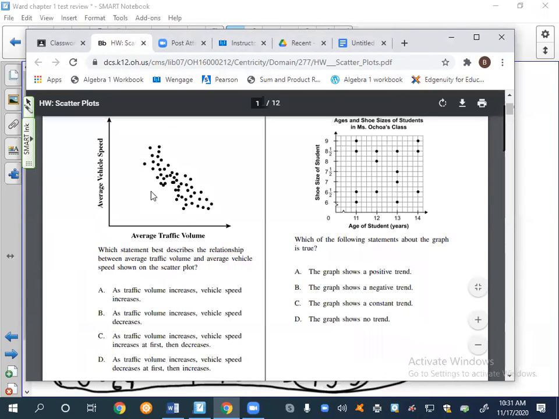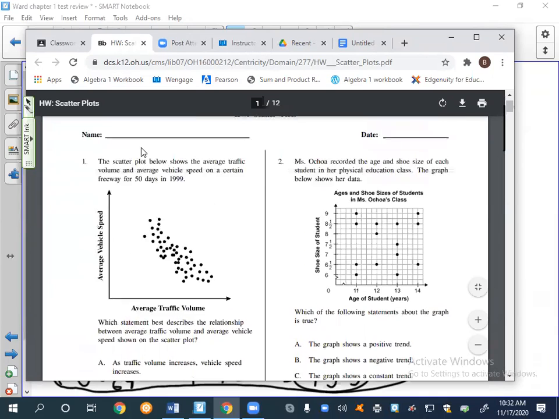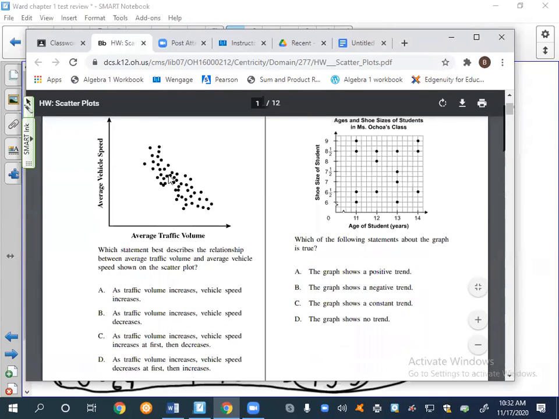Which statement best describes the relationship between the average traffic volume and the average vehicle speed on the scatter plot? Well, here's the speed, the y value, and the volume is the x value. So as the speed decreases, what happens to the volume also? It decreases. Okay, so both things are going down. Would you agree we could draw a line through there and this is a negative, what was the word we used? Correlation, yes?